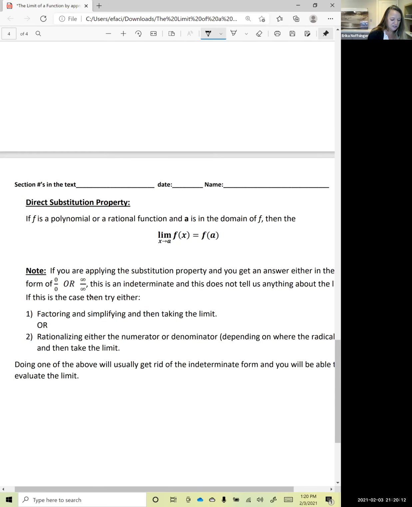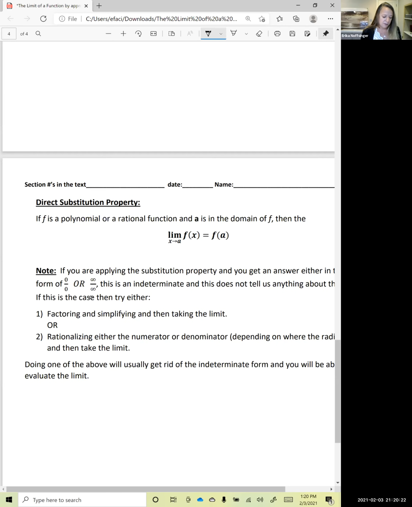So direct substitution. If we have a polynomial, and what we were working with before was a polynomial, or a rational function, and we're looking at the limit as x is approaching a, and a is in the domain of f, then we can just say the limit as x approaches a of f of x is just f of a. Go in, plug in that x value wherever we see an x, and simplify.